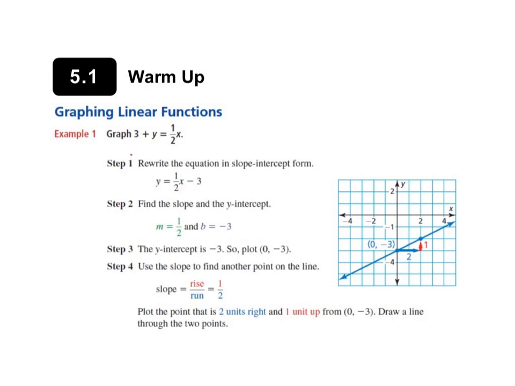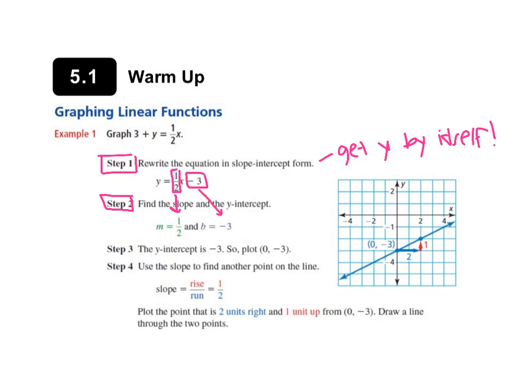Step 1 is to rewrite the equation in slope-intercept form. In other words, get y by itself. Once I have y by itself, then I can find the values of the slope and the y-intercept. The slope is the number in front of x, and the y-intercept is my constant, the number that does not have a variable.